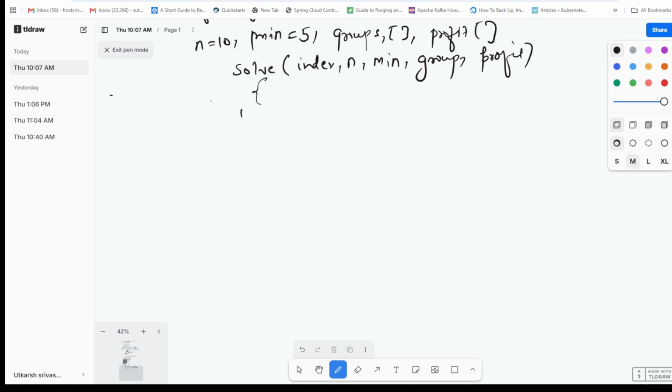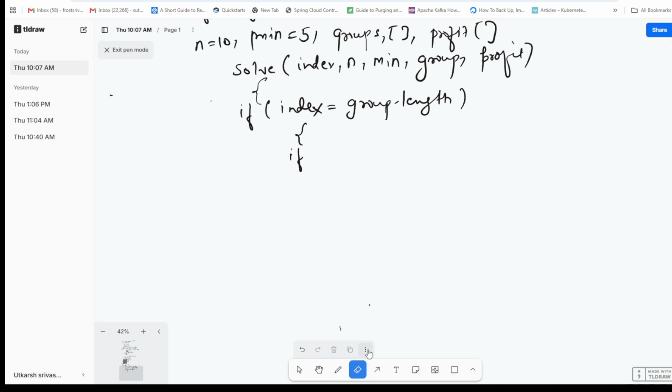At the base case, as we have discussed, once we reach the end of our group array that they have given, for example group.length, this path will be valid only if the profit made till now is greater than or equal to the min profit. So we also need to parallelly count the profit, right? Then only we can check.